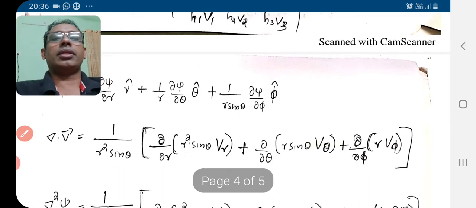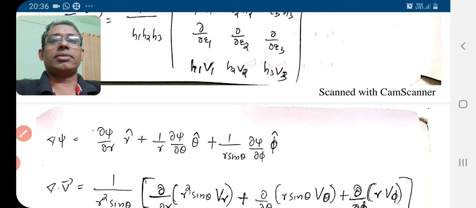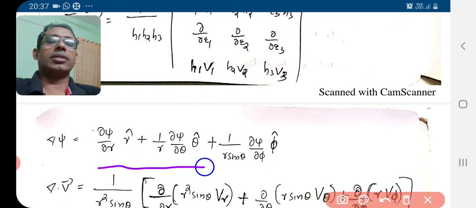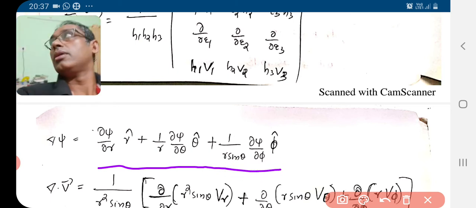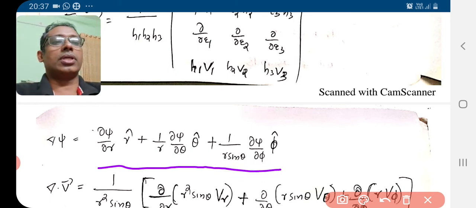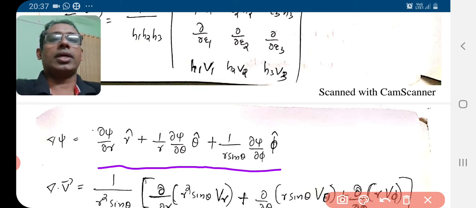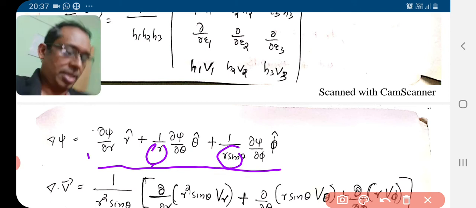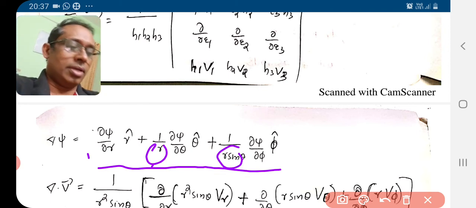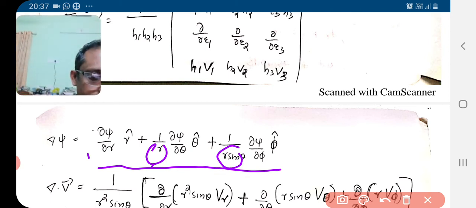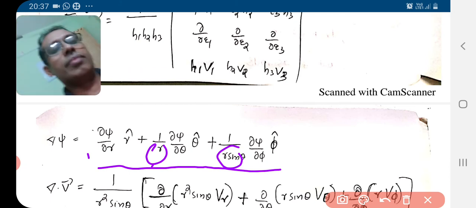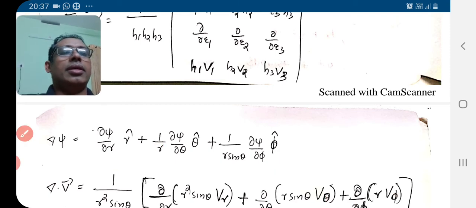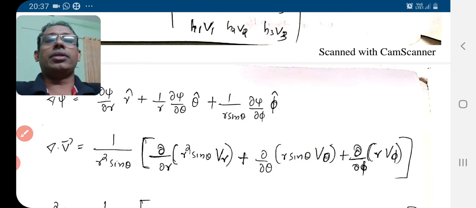We substitute in it. So del ψ is given by ∂ψ/∂r r̂, 1/r ∂ψ/∂θ θ̂, 1/(r sin θ) ∂ψ/∂φ φ̂. Okay, we know what are h1, h2, h3. h1 is 1, h2 is r, h3 is r sin θ. So that we have substituted here. So we get that. Then we find del dot v.